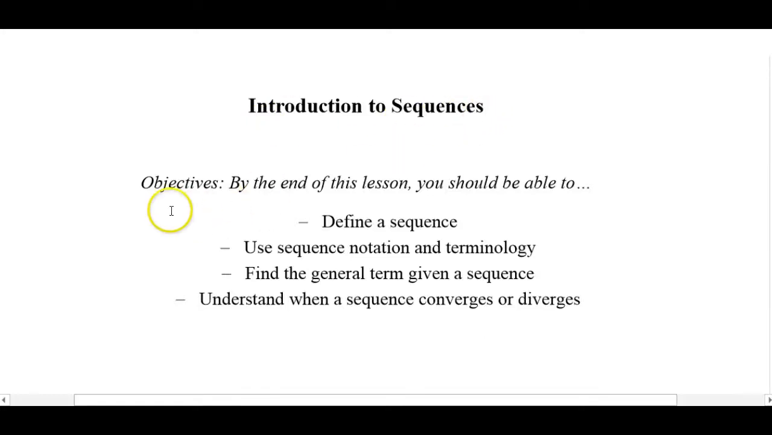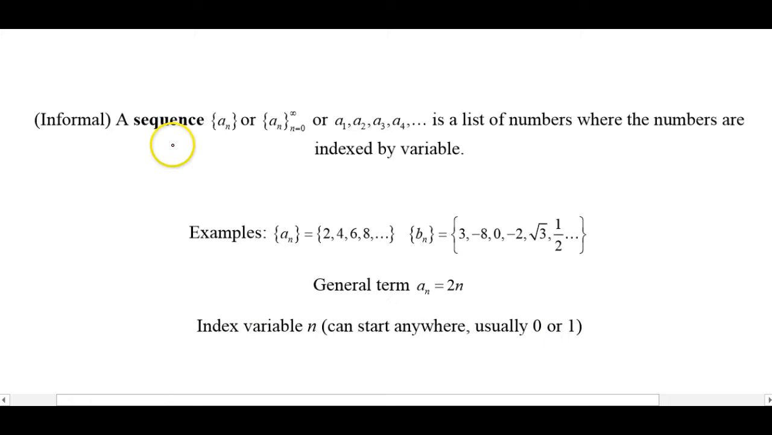Introduction to Sequences. Objectives. By the end of this lesson, you should be able to define a sequence, use sequence notation and terminology, find the general term given a sequence, and understand when a sequence converges or diverges. Alright, so let's start by informally defining a sequence.